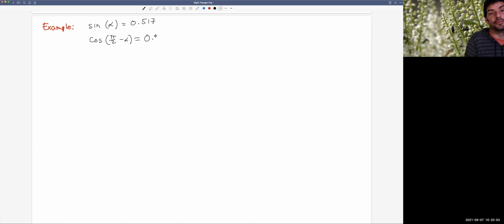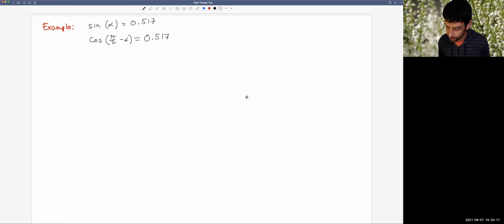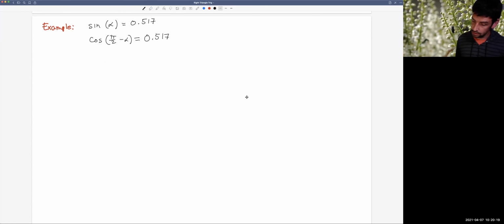we know that it has to be exactly the same number, right? I don't know what alpha is. I don't know what that angle is. I don't know what pi over 2 minus that angle is. But I know if I know the sine of alpha is 0.517, then the cosine of pi over 2 minus alpha must be 0.517.